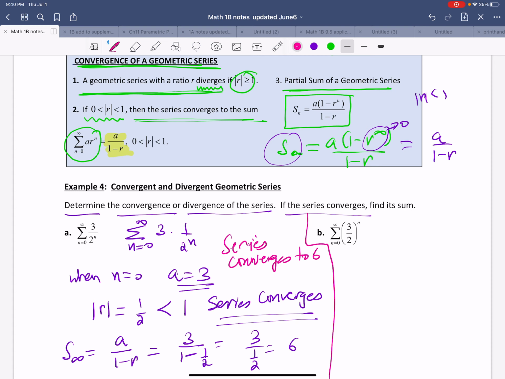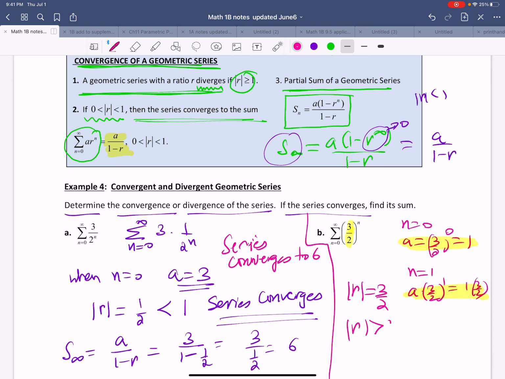The next example here, when n is 0, my first term is going to be 3 halves to the 0 power, which is 1. When n is 1, my second term is going to be a times 3 halves to the first power, which is 1 times 3 halves. So here we can see each time we go, we can write the first few terms if we want, but I can see my first term is a, which is 1, the second term is 3 halves, and the next one is going to be multiplying with the 3 halves again, and then again and again. So each time I'm multiplying with the 3 halves. So common ratio r is equal to 3 halves.